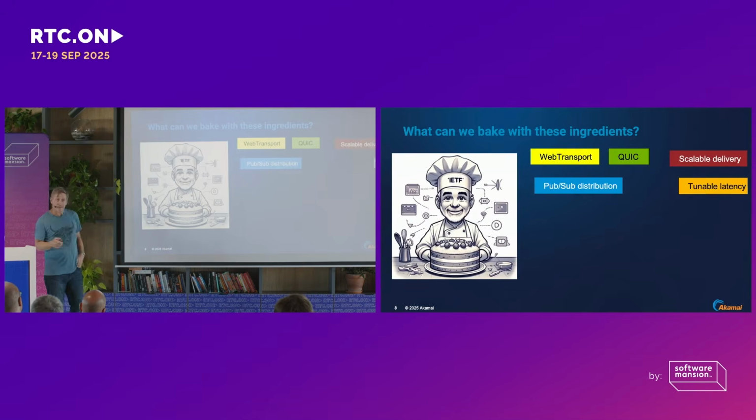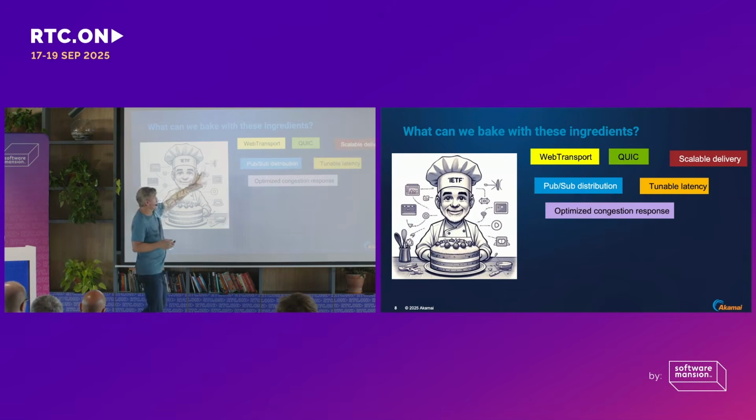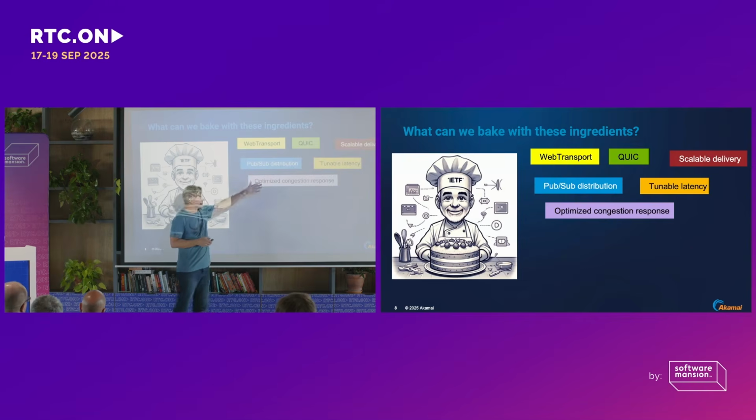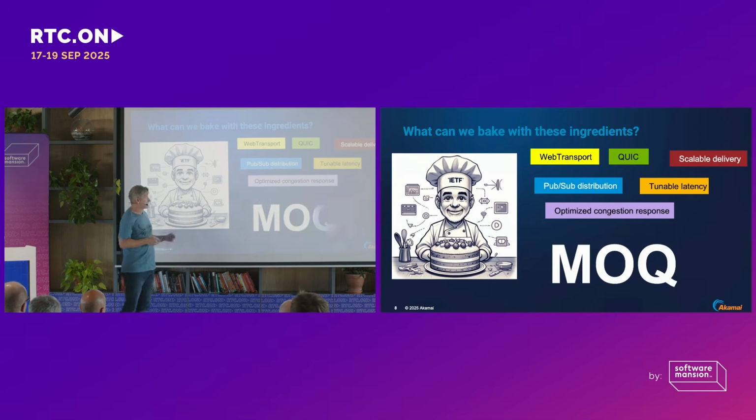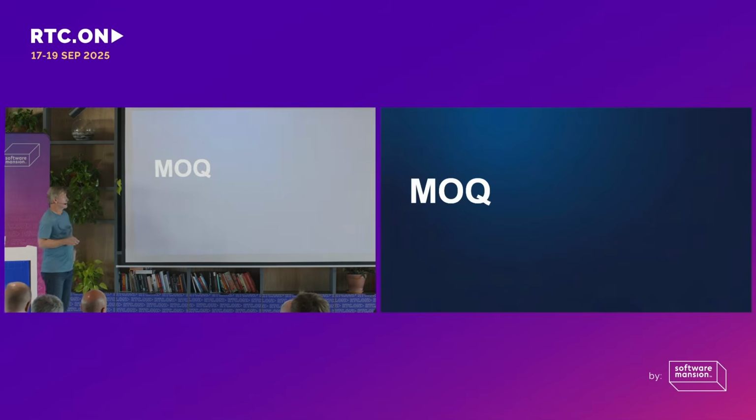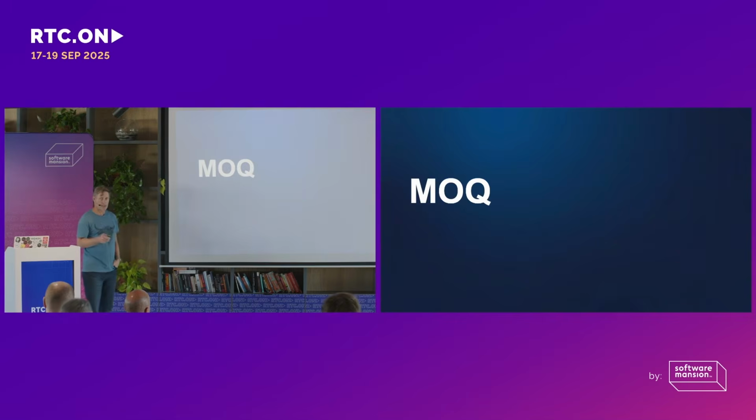So a number of things are then coming along. I mentioned we've got WebTransport, we've got QUIC now, it's the basis for HTTP3. We're interested in going back, essentially, and recovering pub/sub for live. We want tunable latency, and we've got some things we can do with congestion controllers. So these are all ingredients, and we're baking a cake, is the analogy, and that cake we're baking is called MOQ.